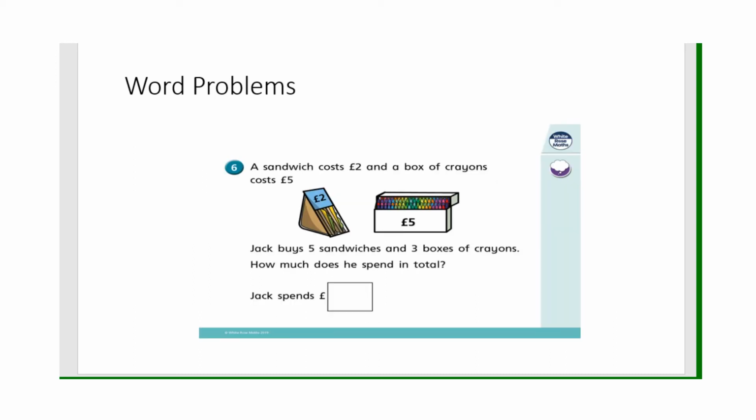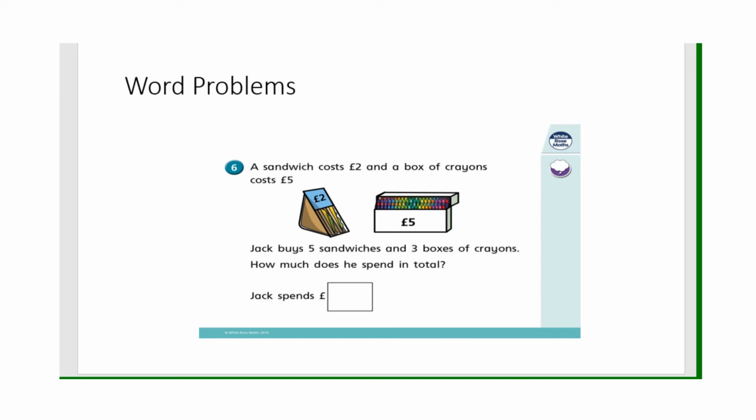Now then, some of us might have seen this one before, but this is what we call a two-step problem. So this might challenge some of us, but quite easy amounts. It says a sandwich costs £2 and a box of crayons costs £5. Jack buys 5 sandwiches and 3 boxes of crayons. So what are 5 2s? That's easy. 5 times 2 is 10.